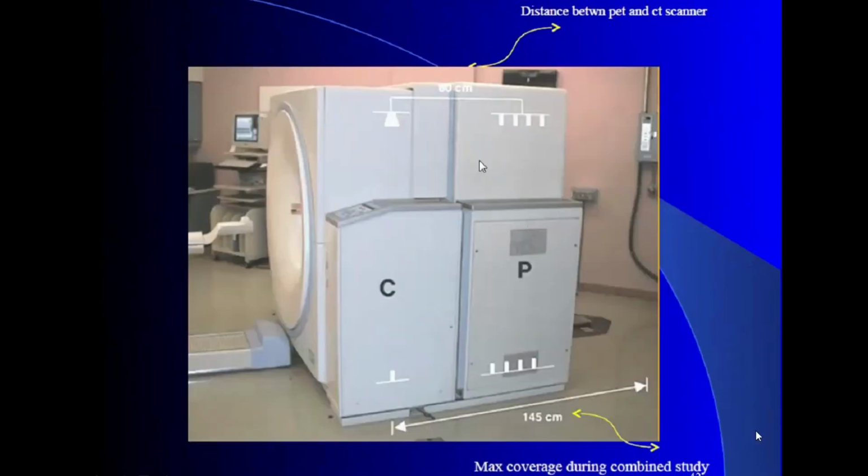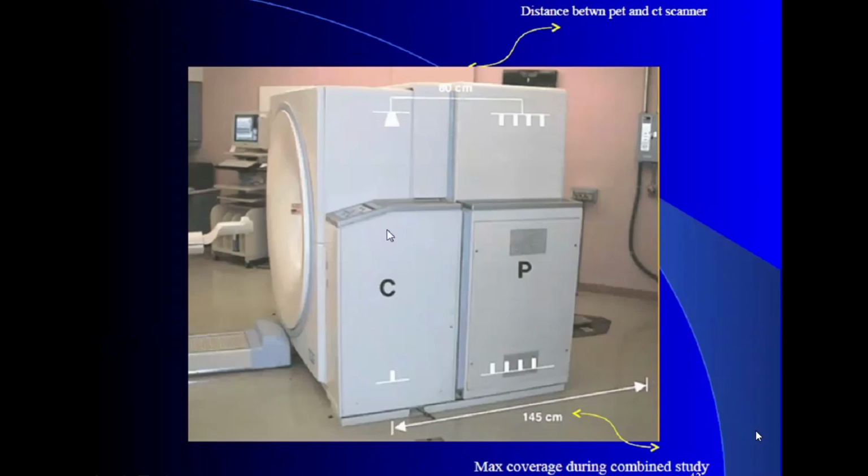So, this is a very old PET-CT scanner. In PET-CT, most companies put the CT on the front side, this is the table side. The front side is CT and the back side is PET. This configuration, all companies are doing the same way.